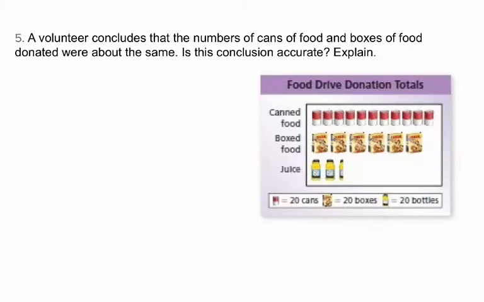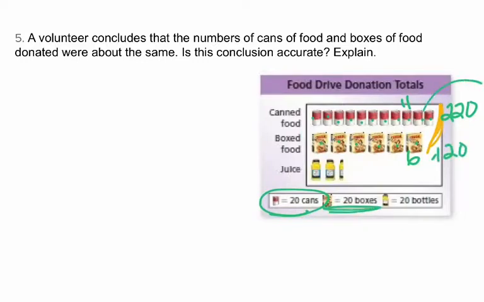A volunteer concludes that the number of cans of food and boxes of food donated are about the same, right? That's what they're saying. Oh, look, they're about the same. Is this conclusion accurate? No. Why not? Calculate how many cans of food there are and how many boxes. So I counted 11 cans, but each can is worth 20 cans. So 11 times 20 gives me 220 cans total. And then I had 6 boxes of food. Well, 20 per box, 6 times 20 is 120.